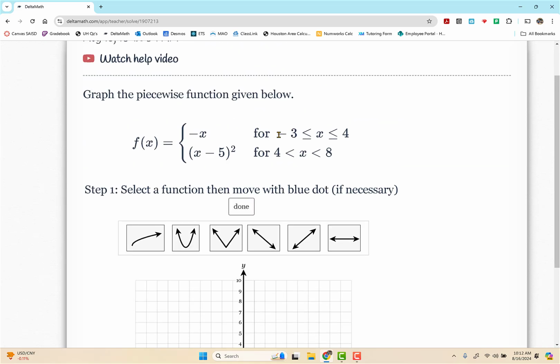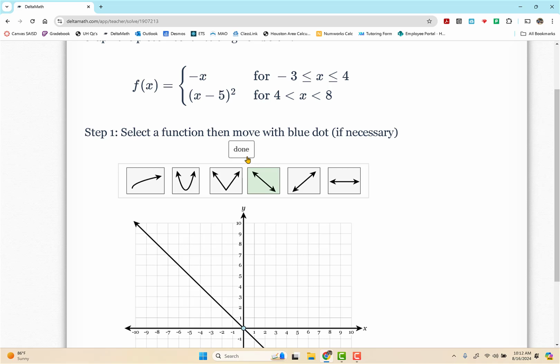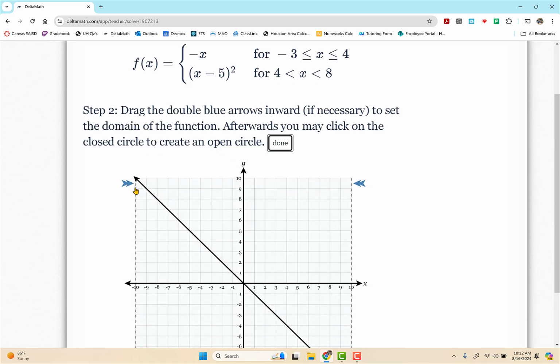I have negative x between -3 and 4. So what slope is that? Positive or negative? So I'm going to click on the negative line. And it's already going right through the origin. That's my y-intercept. Look at my restriction between -3 and 4. So I push the done, and then it tells you, okay, well, where's my domain? What's my restriction? Between -3. So I slide it until you get to -3. Boom. And I have an equal sign, so I'll leave the closed circle.